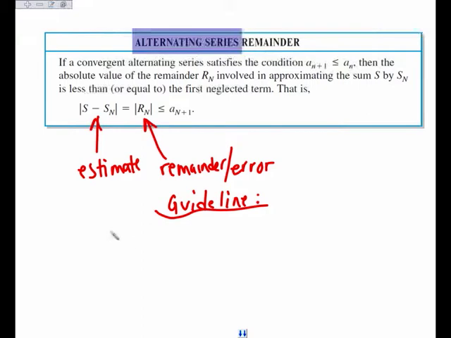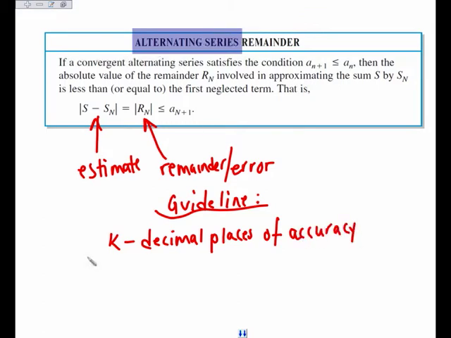In general, suppose somebody says we want you to determine 3 places of accuracy for an estimate, we can do that. If they wanted 5 places or 7 places, so on and so forth, we're going to follow the following guidelines. Suppose someone says we want k decimal places, and you're going to want to write this down too. We have k decimal places of accuracy if the absolute value of our error or our remainder is less than 0.5 times 10 to the negative k.